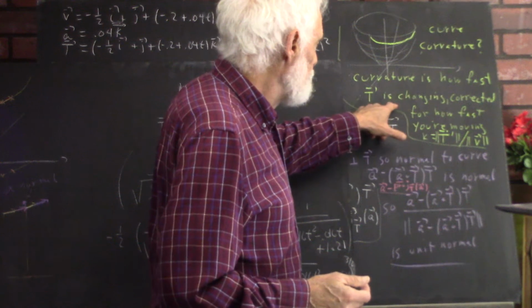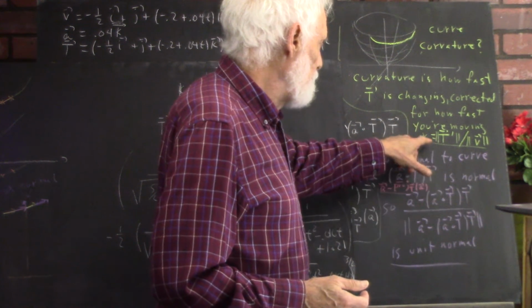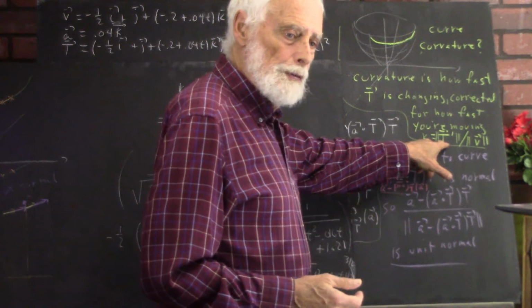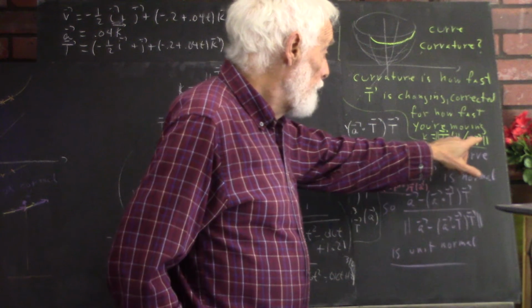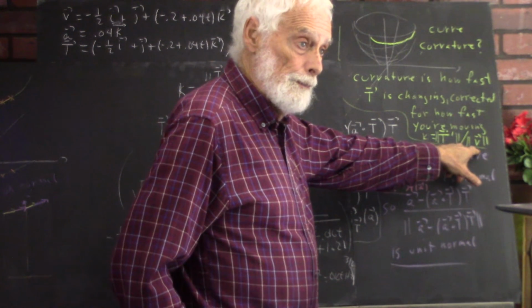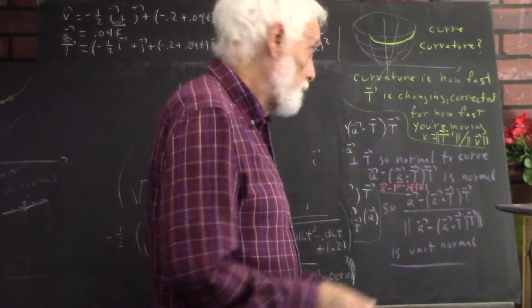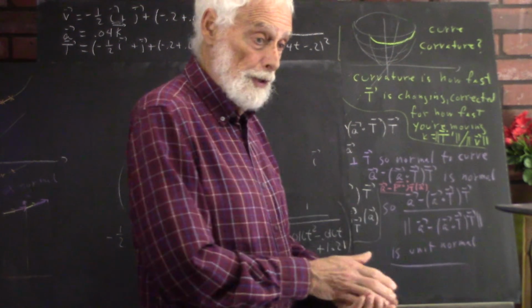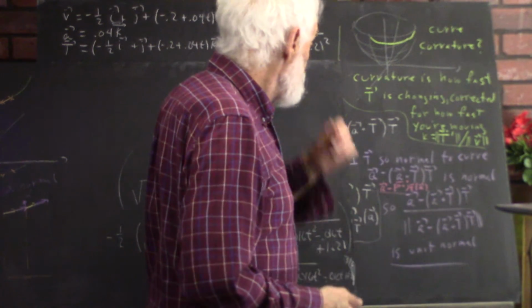So curvature is how fast T is changing, corrected for how fast you're moving, and that means you're dividing the rate of change of the unit tangent vector, the derivative of the unit tangent vector, by your speed. Okay? And it's the magnitude of the rate of change of your unit tangent vector. It doesn't matter what direction you're changing. You'd have the same curvature going off this way as going off this way.